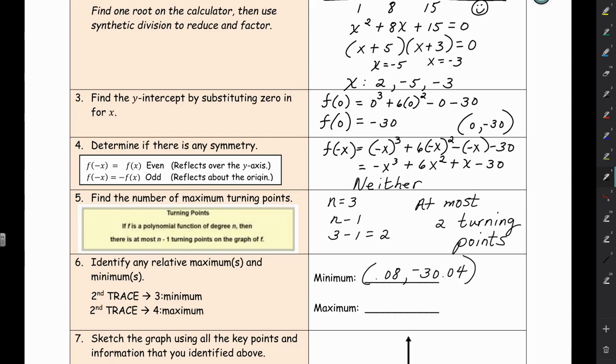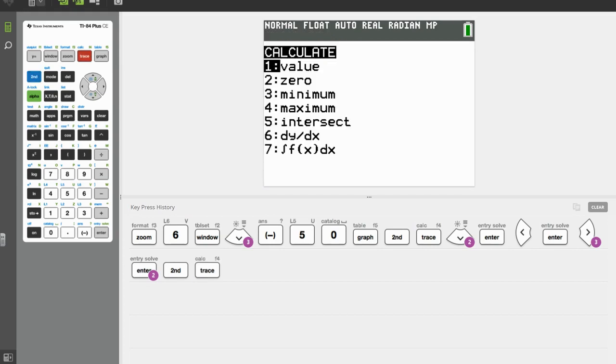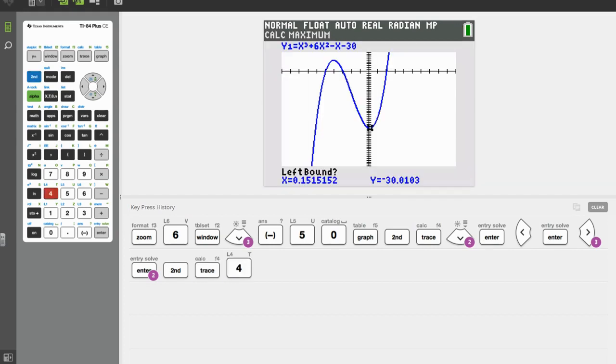Now let's take a look at the maximum value. We're going to go back to Calc. This time we're going to pick number 4 for maximum. We're going to move our little spider to the left of our maximum, to the right of our maximum, and hit enter. So you have to hit enter 3 times. You move it to the left, enter. Move it to the right, enter, and then enter again. And we get -4.08 and 6.04.